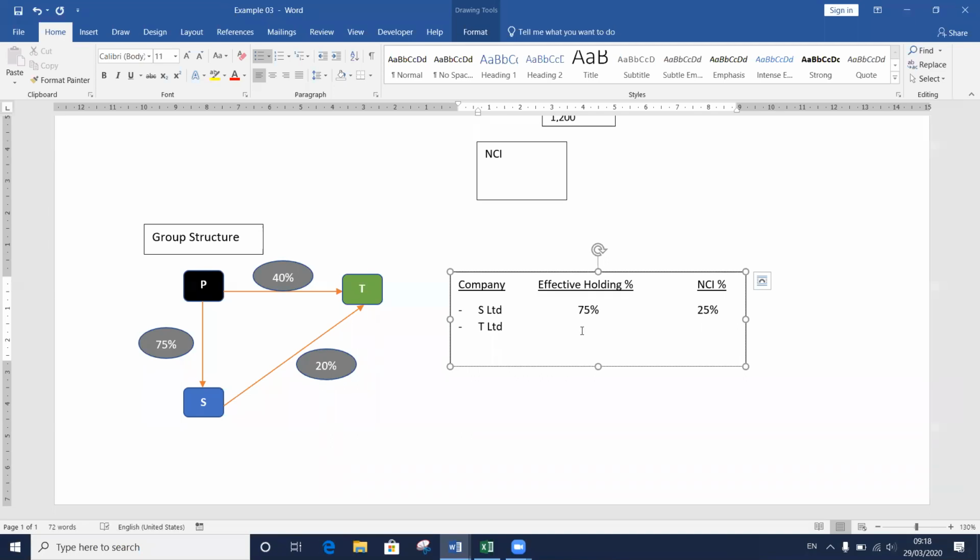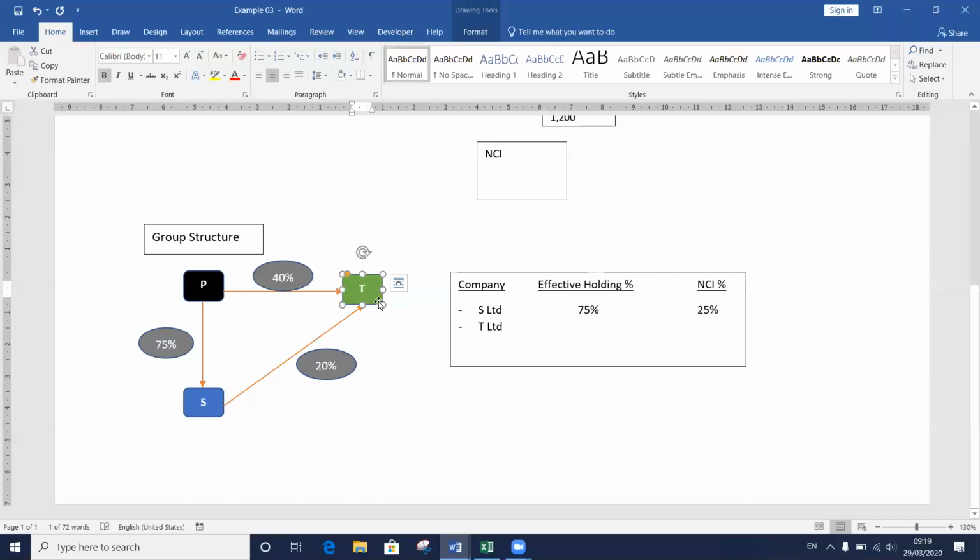What about T Limited? What is the effective holding percentage? How can we calculate that? We have to add the 20% and 40%, total 60%, then multiply by 75%. Sorry? 40% into 75%, is that what you mean? Total 60%. Right. Here, if you look at T, අපි මේ accounts කියන්නේ අපි කවුරු කියලා හිතාගෙනද?